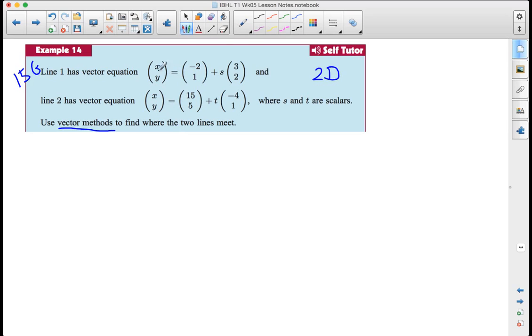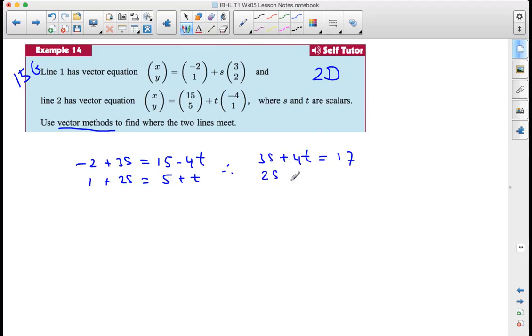And with x-coordinates I mean any point on this line, the x-coordinate of that point will be -2 plus 3s. And for the other line, the x-coordinate of any point on the line will be 15 take 4t. The y-coordinates will be 1 plus 2s respectively and 5 plus t. Now if we clean this up and bring the t's and the s's to the left and the numbers to the right, we can say it's 3s plus 4t equals 17, and for the y-coordinates it is 2s take t equals 4.